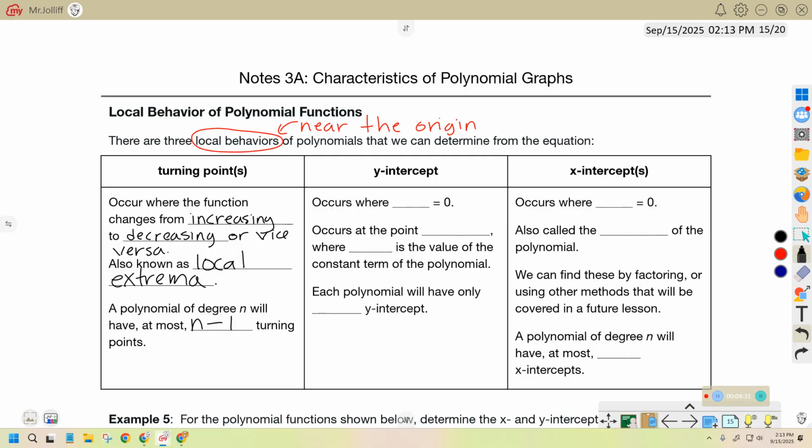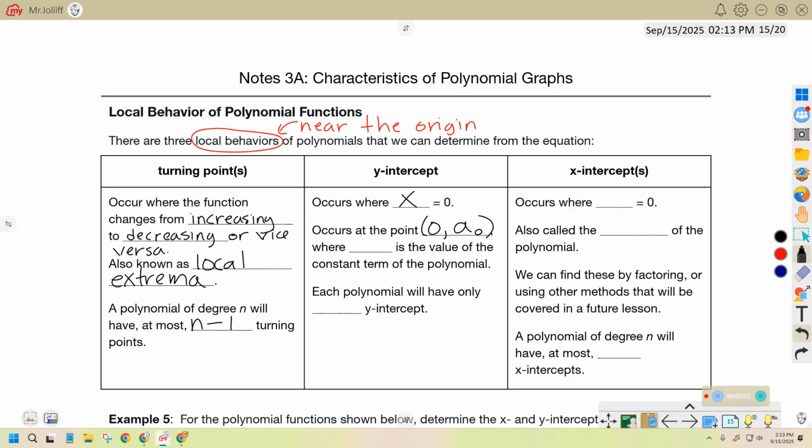Next thing we look for are y-intercepts. Y-intercepts are where the graph crosses the y-axis, which is where x is 0. And these occur at the point 0, comma, a sub 0. That is notation that we saw last week.